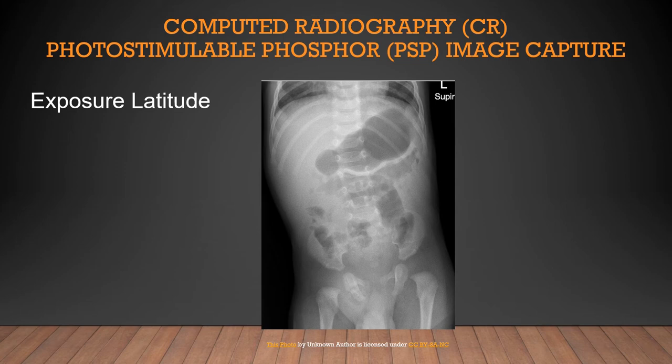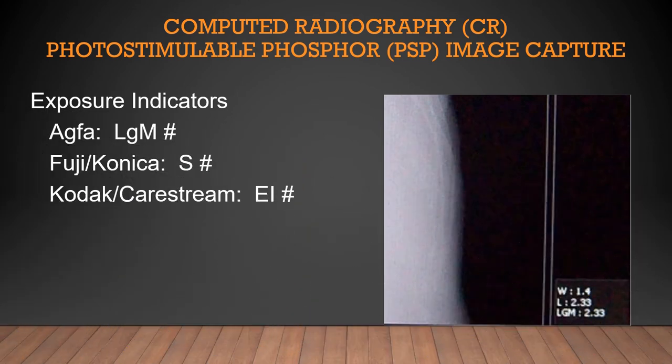Now, I'm going to get up on my soapbox and talk about exposure indices. Exposure indices drive me crazy. This is something that you have to know, and it's going to be different depending upon the system you're using. At my hospital, we had AGFA, so I used an LGM number. I've gone to places that have S numbers and EI numbers. So you have to know the difference between all of these, and the only way that you know what you have is by reading. This system is an LGM number, so I know that's an AGFA system. If I saw an S number, I would know it's Konica or Fuji.